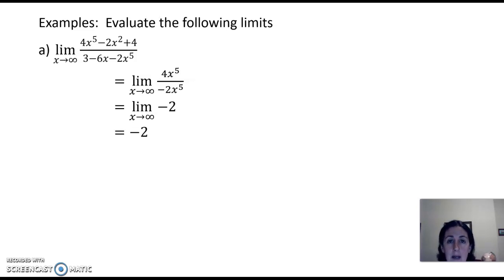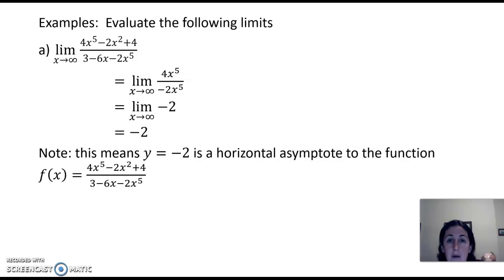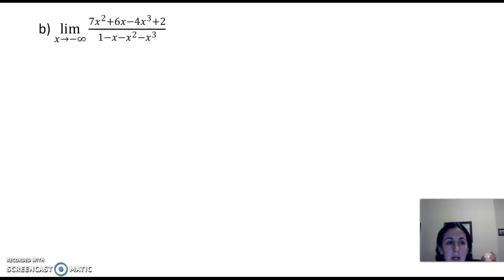Like we said, if you get a number in the end, then that is your limit. So what does this mean graphically? The line y equals negative 2 is a horizontal asymptote of this rational function right here. Let's do another one. Let's look at the limit as x approaches negative infinity of this big rational function here.